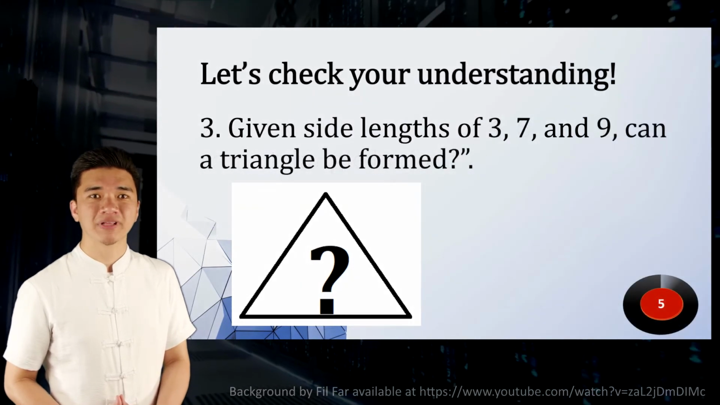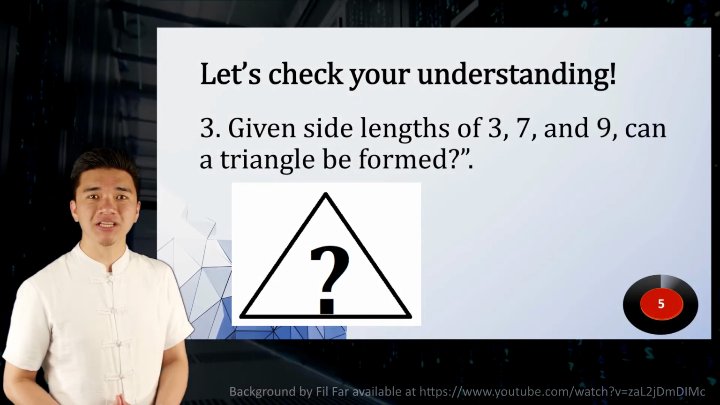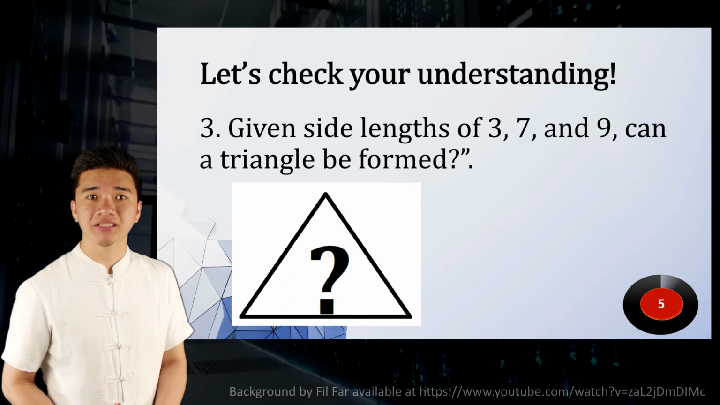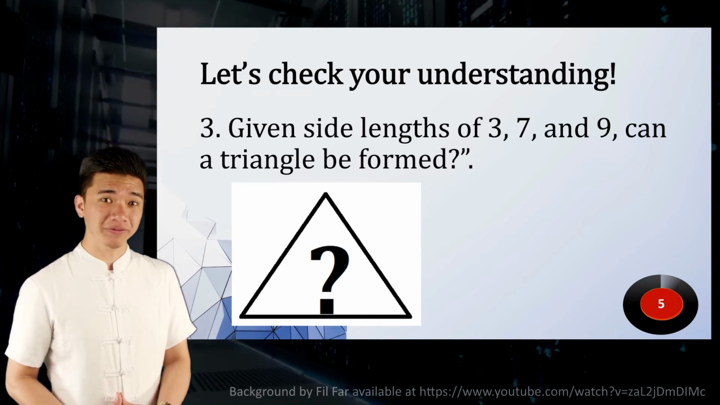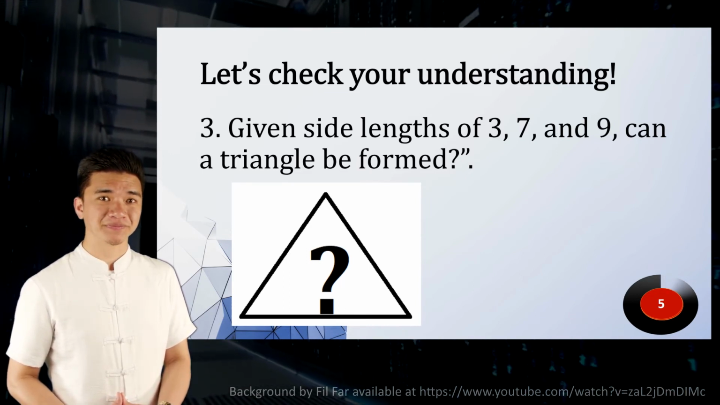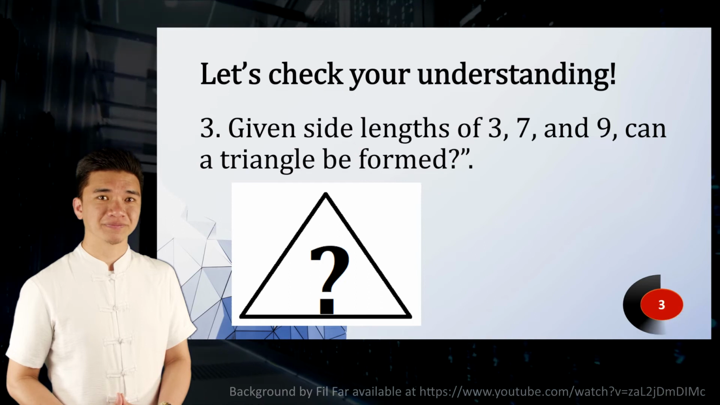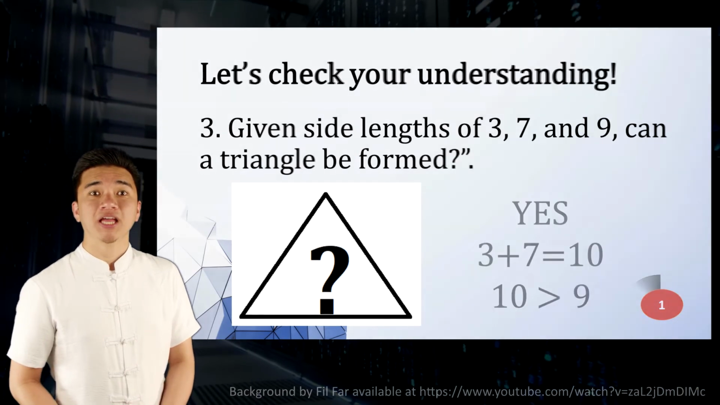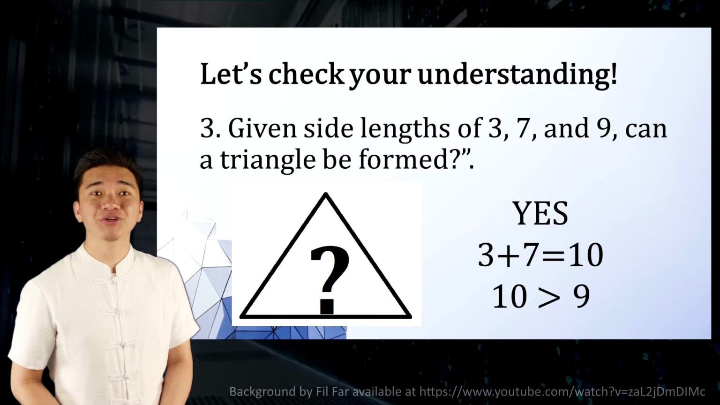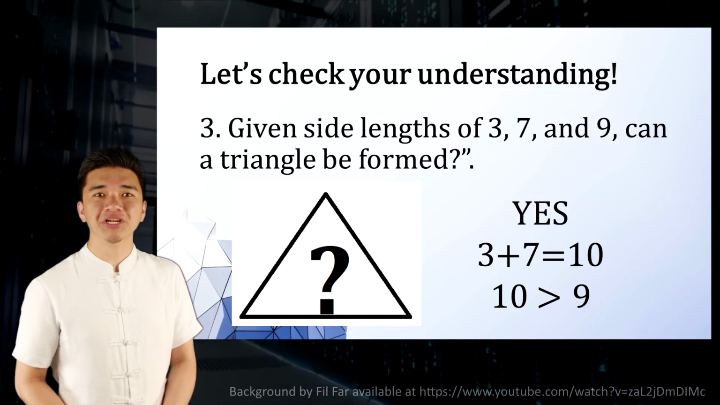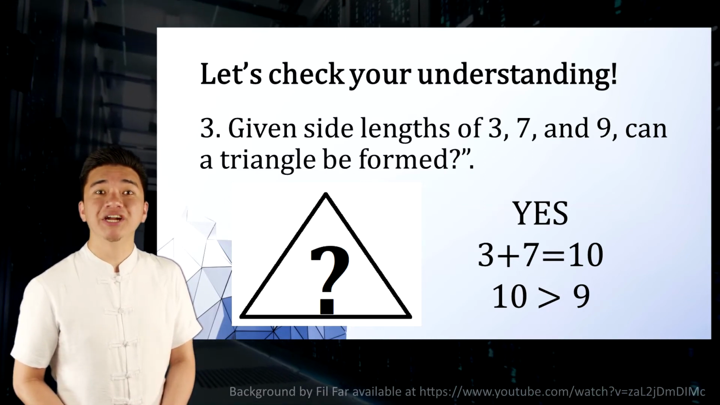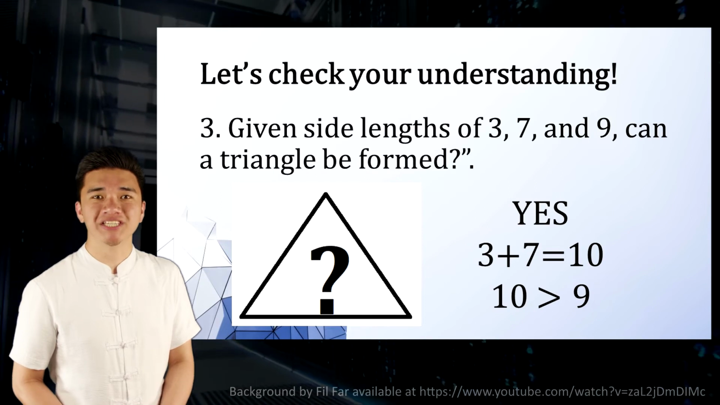Number 3. Given side lengths of 3, 7, and 9, can a triangle be formed? If your answer is yes, you have done well because 3 plus 7 is 10, greater than the remaining side, which is 9.